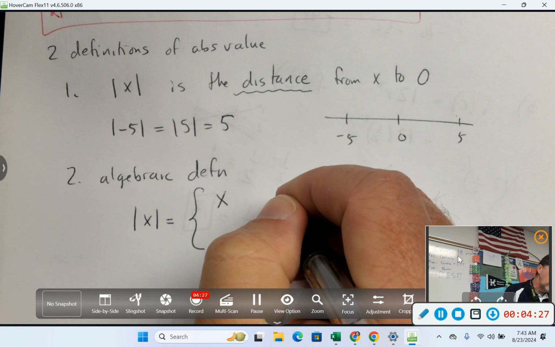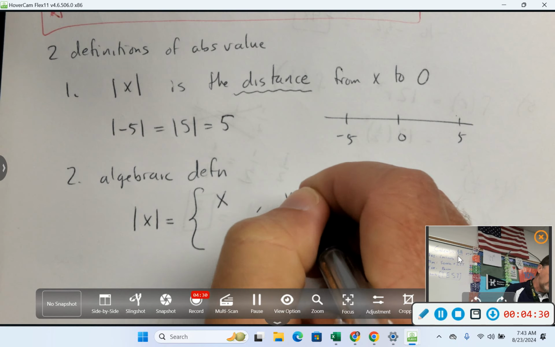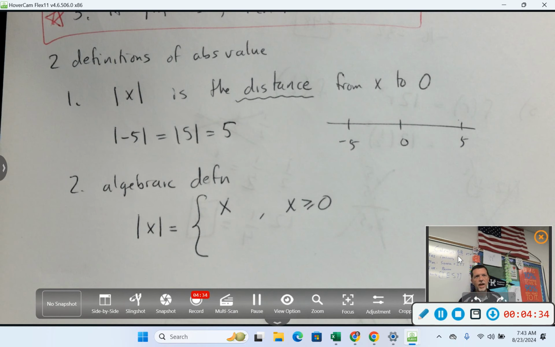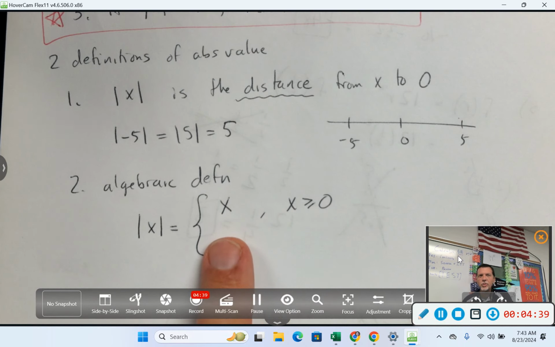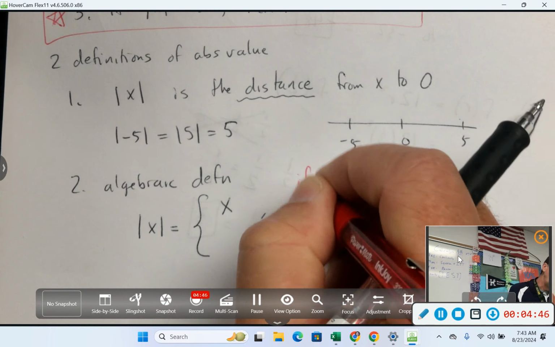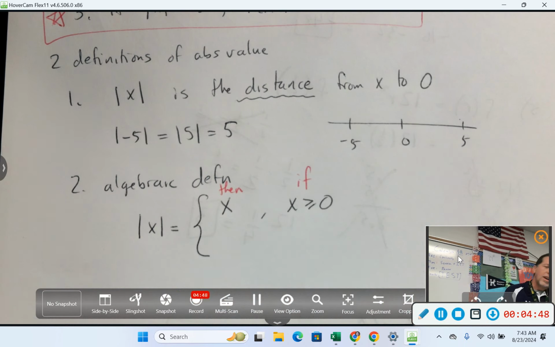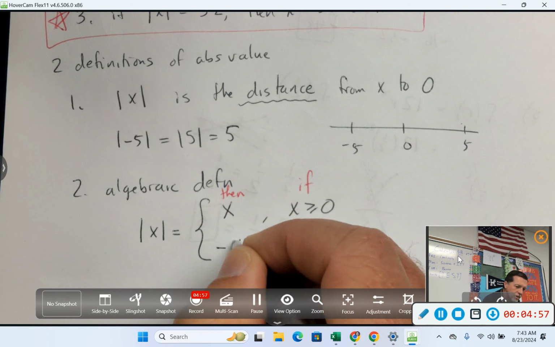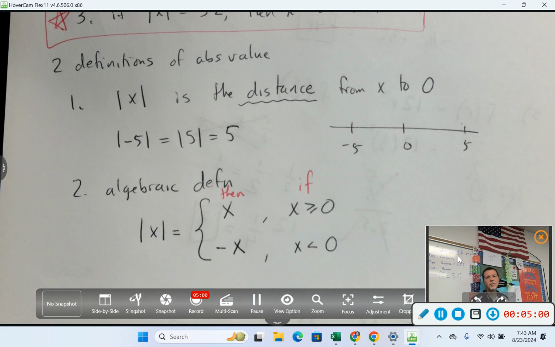So, if x is greater than or equal to 0, then the absolute value of x is just x. If x is positive, then you don't have to do anything to it. Piecewise always feels a little backwards because the if part comes second, the then part comes first. If x is greater than 0, then you use this formula. If x is less than 0, then you use this expression, negative x, meaning change the sign.